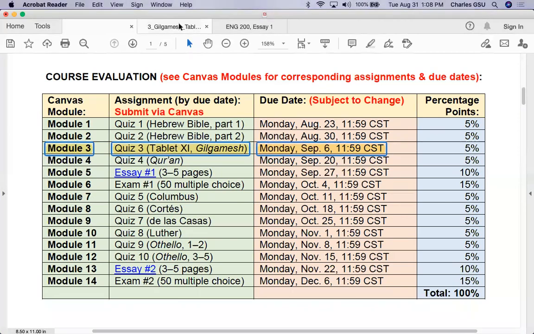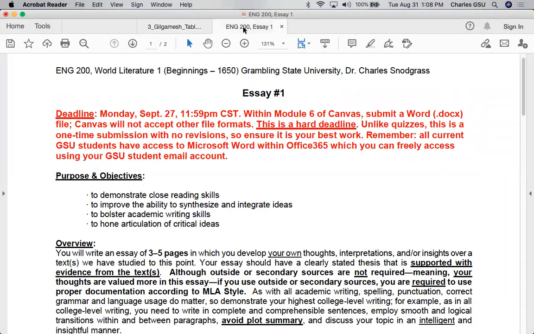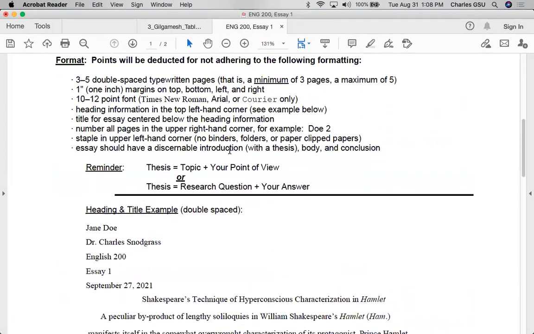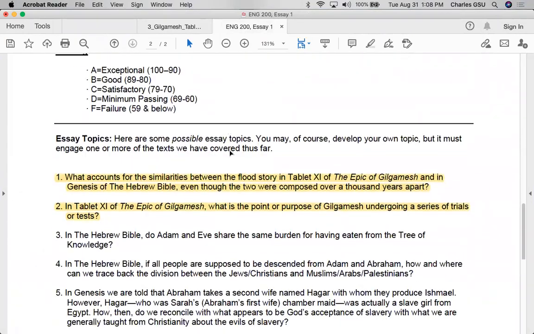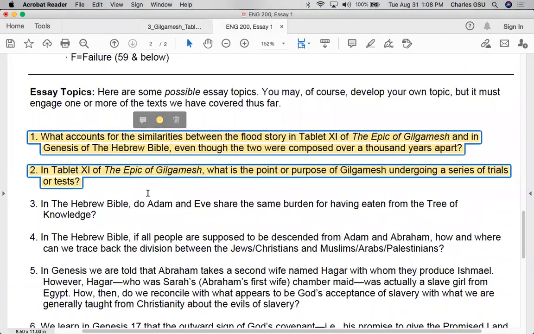So I'll be using the text itself and referring here to essay number 1. Essay number 1 is not due until September 27th, toward the middle of the semester, but I bring it up because there are at least a couple of questions here, 1 and 2, that relate to the Epic of Gilgamesh and/or the Hebrew Bible, which we've already discussed.